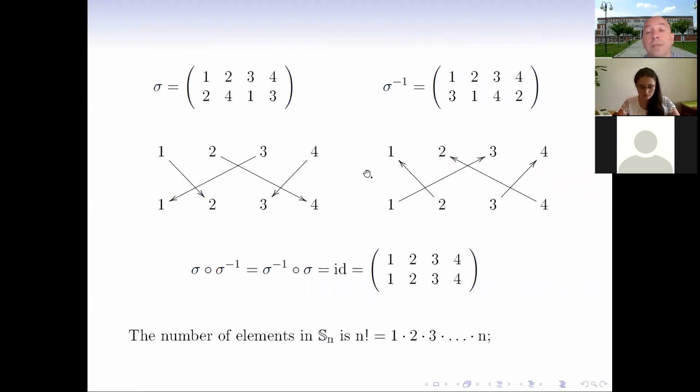And to find the inverse, we should simply invert the picture. So if sigma is as written on the left-hand side, for sigma inverse we simply take the reflection of the picture with respect to some line. So if 1 goes to 2 for sigma, then 2 goes to 1 for sigma inverse, we just inverted all arrows. So the number of elements in this Sn is the same as the number of different reorderings of elements from 1 to n, and this is the same as n factorial.